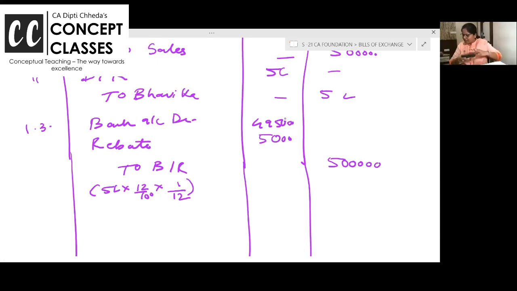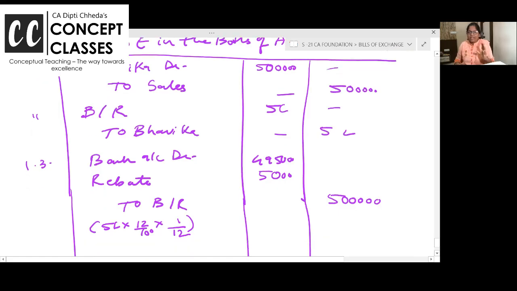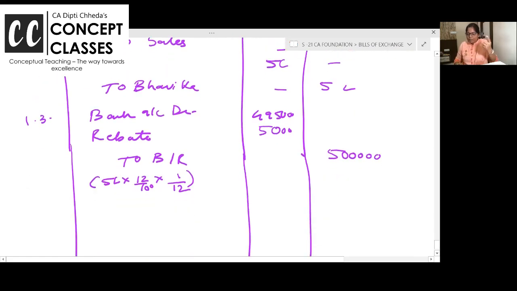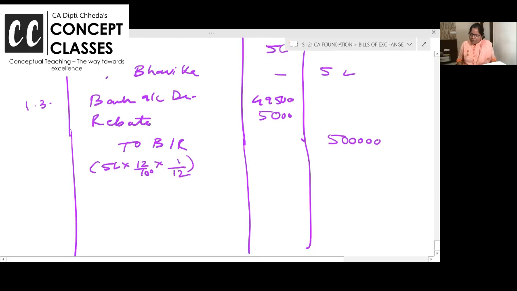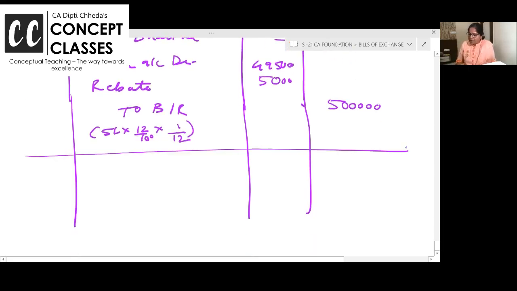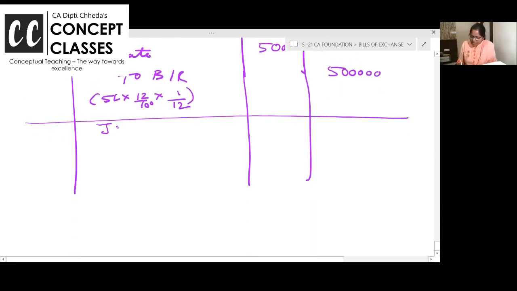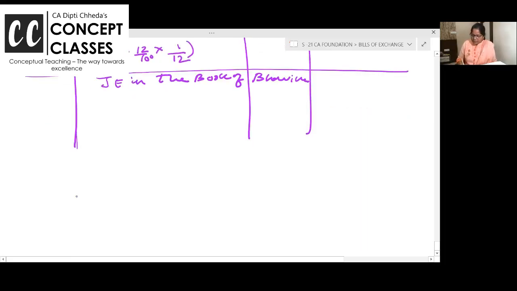Done. I said the concept is very easy and it's over. 3 entries. I have sold goods to Bhavika. Bhavika gave me bill. I didn't discount, I didn't endorse anything. Before due date, Bhavika made me payment of the bill also. Same. Journal entries in the books of Bhavika.